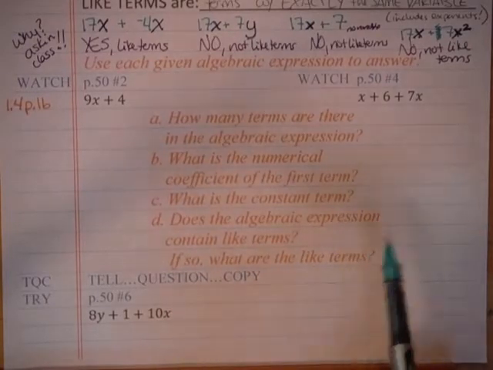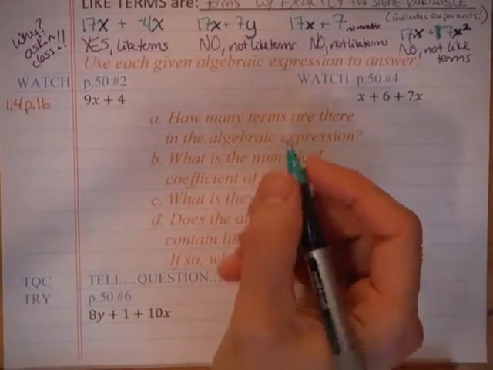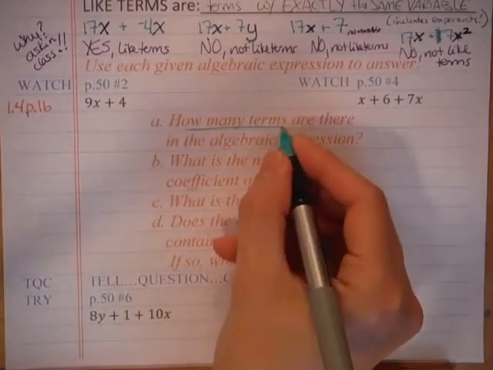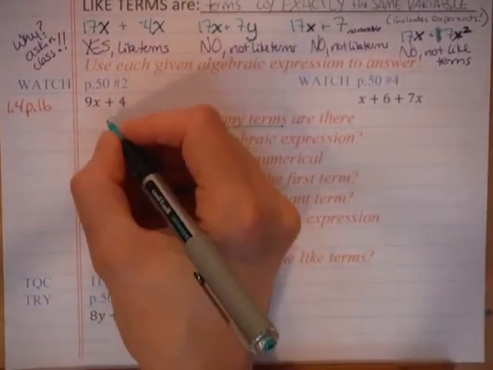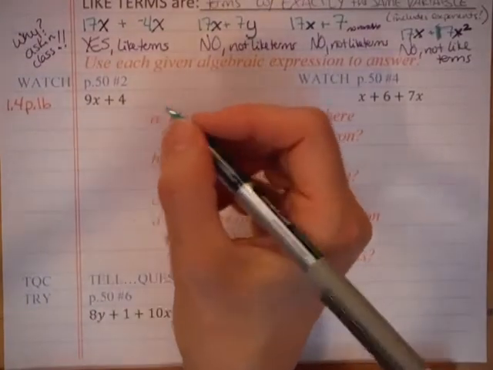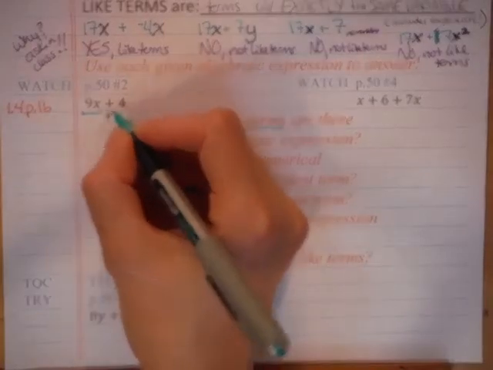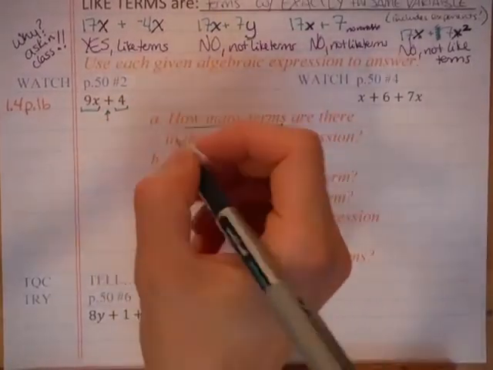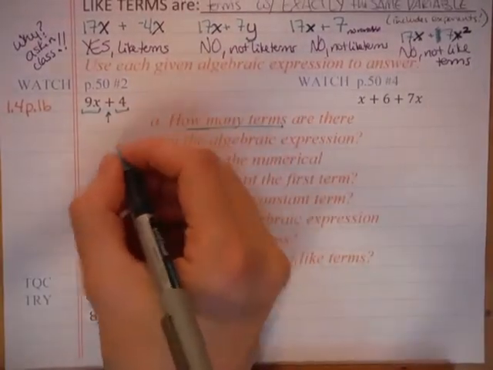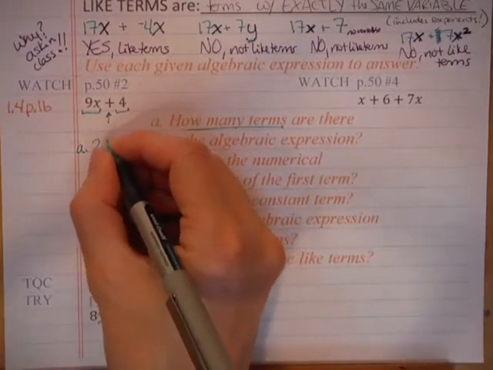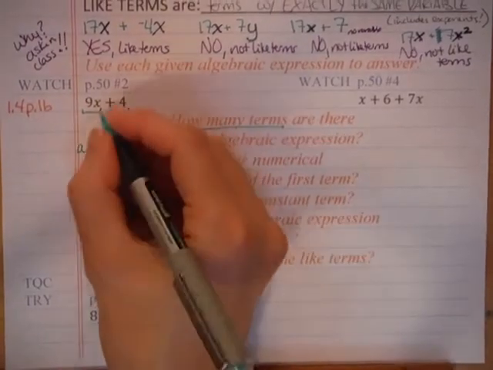So let's look at question A here. How many terms? Okay, so what we're looking for is the plus sign here separates the terms. So there's our plus sign. So we've got 1, 2. So there are 2 terms. So our answer to A is 2 terms.